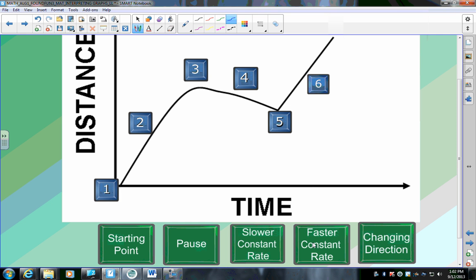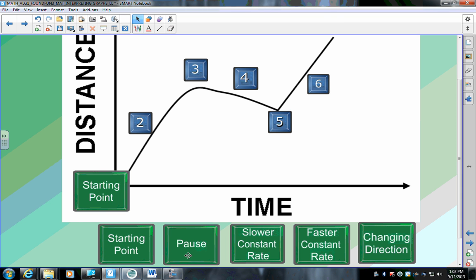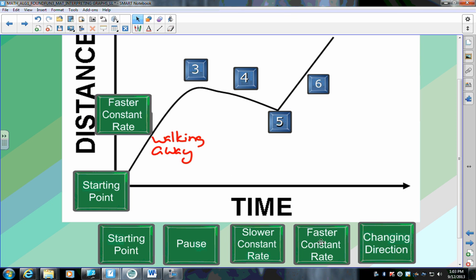Looking at my tabs down here, what's number 1? Starting point. Now, part 2. It looks like it's a constant rate for the most part up here, where it starts changing is 3. So right here at 2, we are walking away. Now, are we walking away fast or slow? Looks fast. It looks pretty steep. So I would say we're walking away at a faster constant rate.